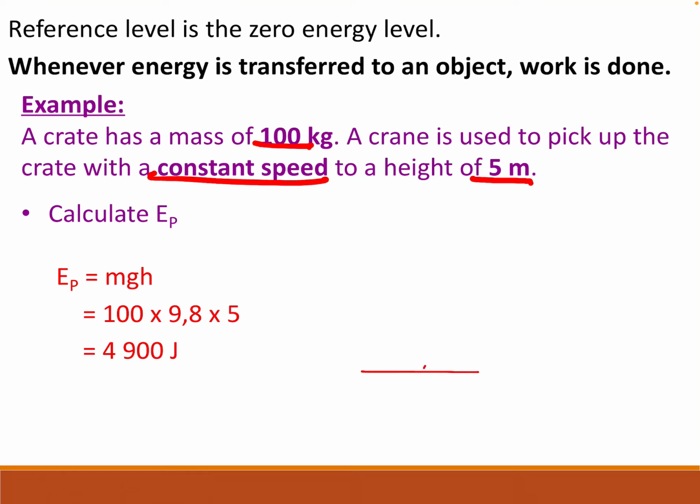So the crate is now here. Here's my crate, and it's 5 meters above the ground. Now it has a potential energy of 4,900 joules. It has the potential to do 4,900 joules of work.